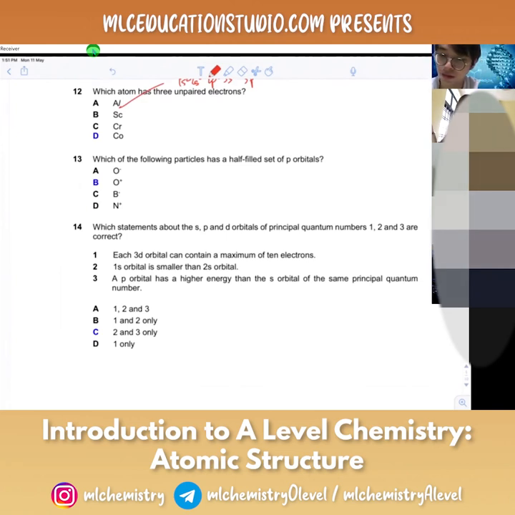Is it because it should be 3D subshell? Yes, okay, exactly. A 3D orbital can only contain 2 electrons. Okay, thank you.